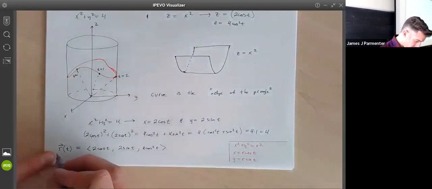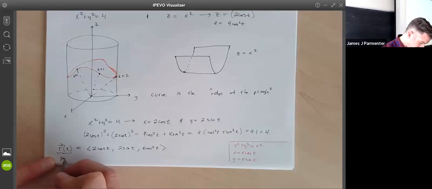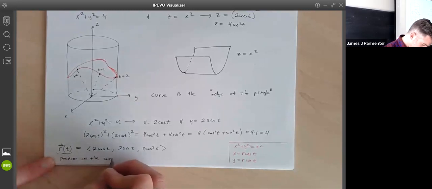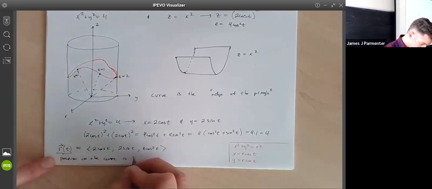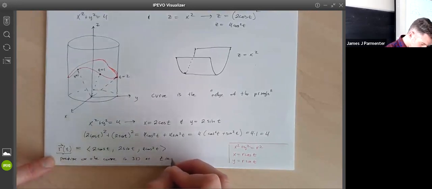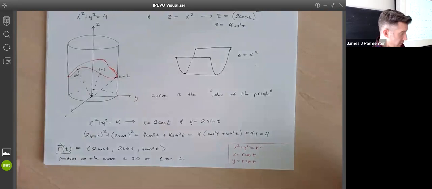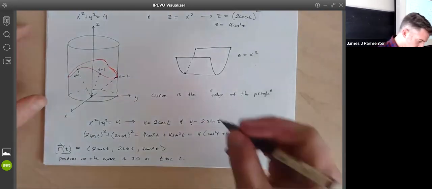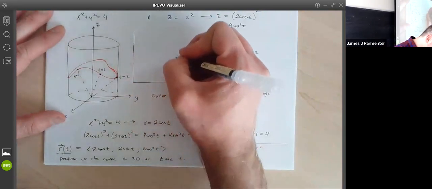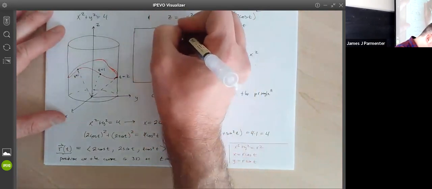So this gives you the position on the curve in 3 dimensions at time t. So for example, I've got some room here. Sorry, I'm covering up whatever I have here. So just to find a few points.